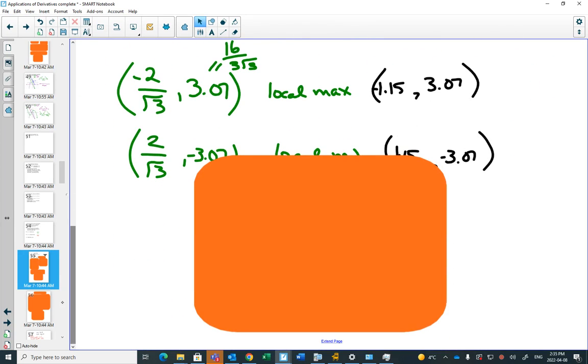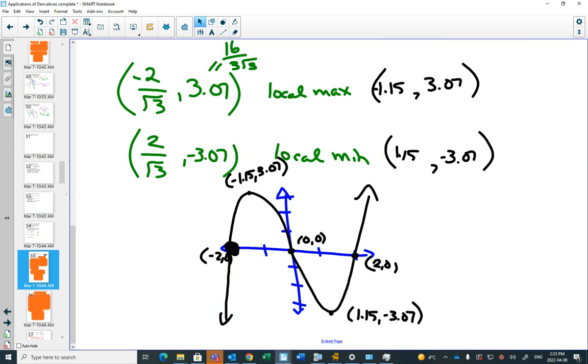And now you can draw it. You've got your x-intercepts, you've got your max, your min, you've got your inflection point. Apparently, it's really important to draw the point negative 2, 0 very big. Like, that's a more important x-intercept compared to the other ones.